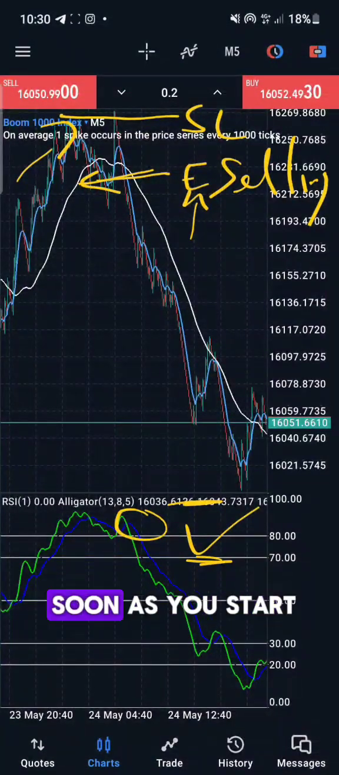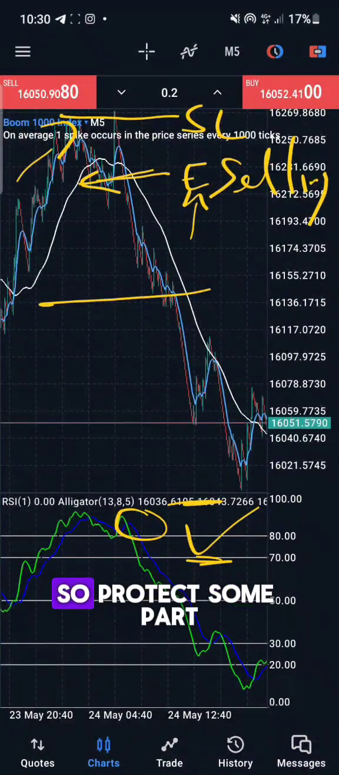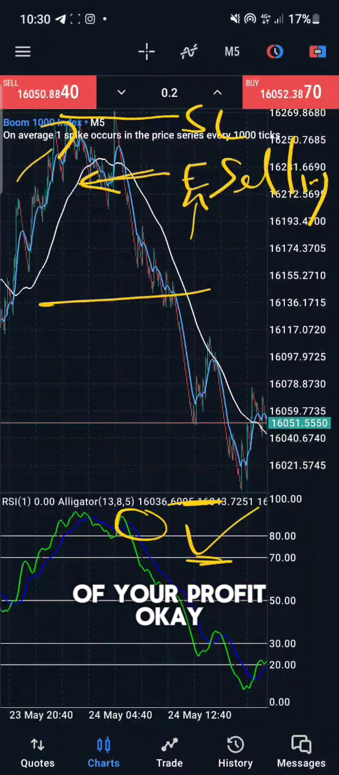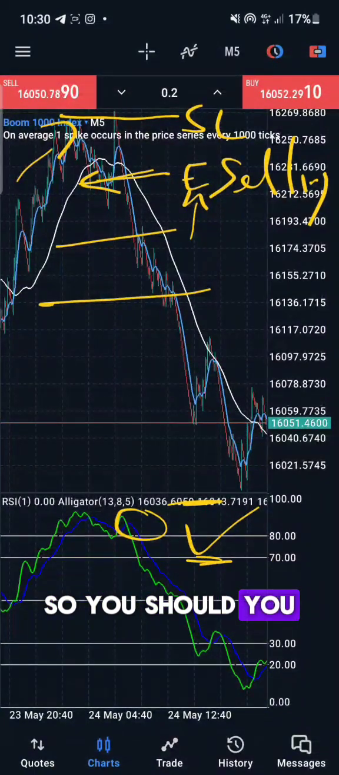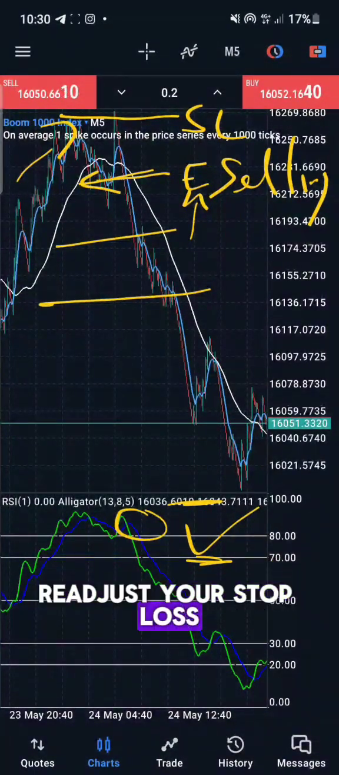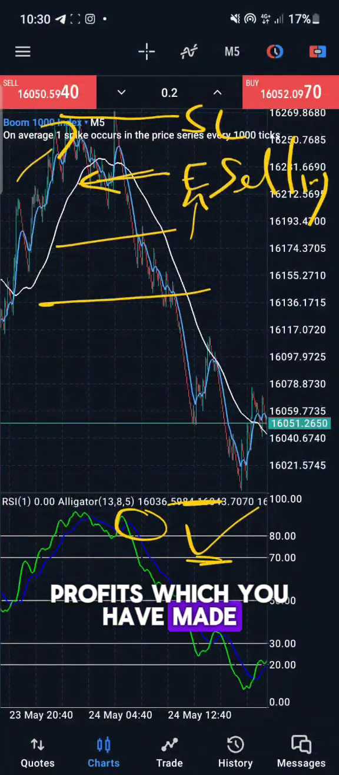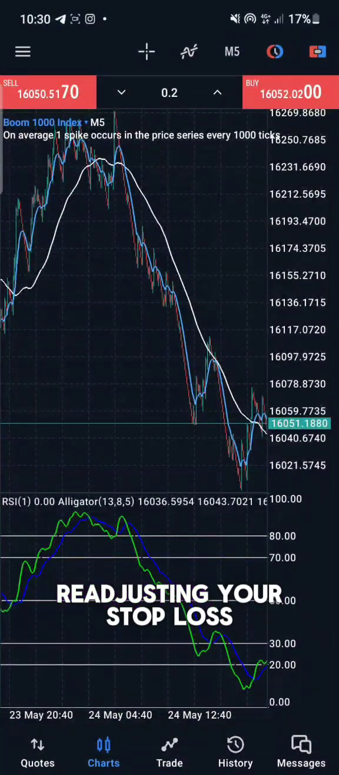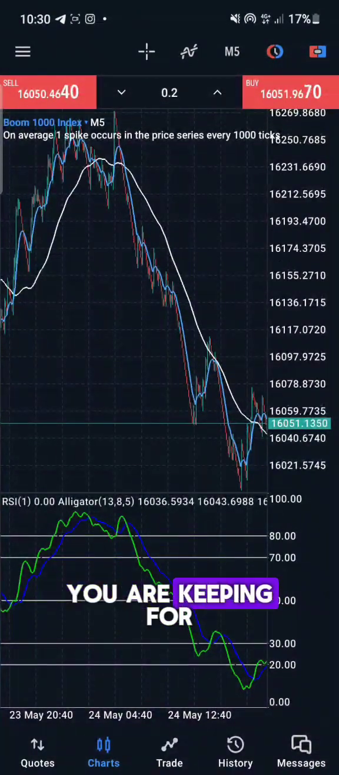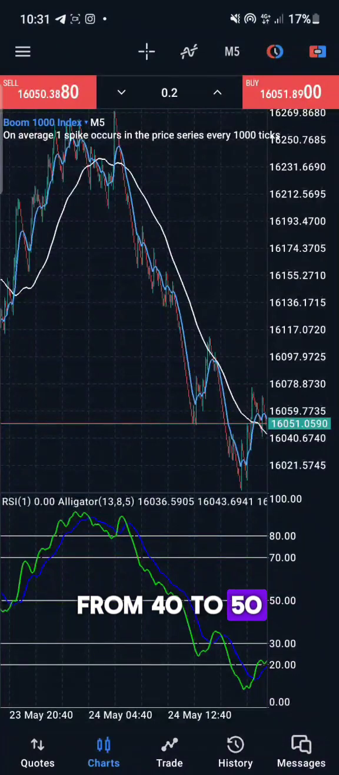Of course, as soon as you start making a good amount of profit, you should readjust your stop loss to protect some part of your profit, to keep some part of your profit for yourself. So you readjust your stop loss to the middle to keep about 40 to 50% of the profits which you have made. As your profits keep increasing, you keep readjusting your stop loss and increasing the margin you are keeping for yourself, from 40 to 50, from 50 to 60%, till you get to the end of the trend.